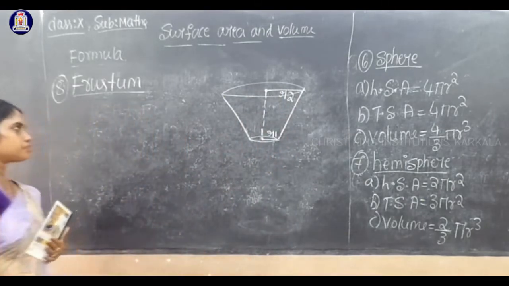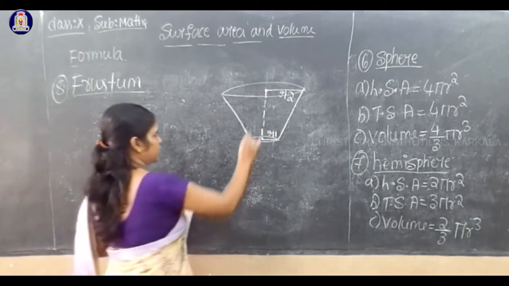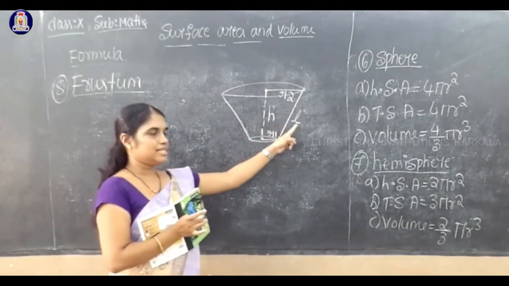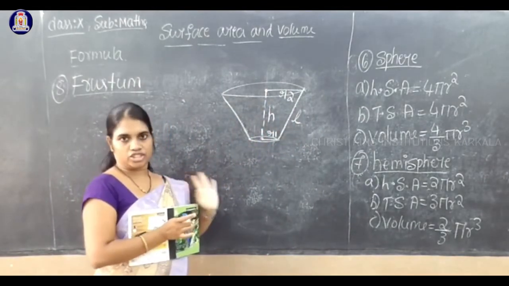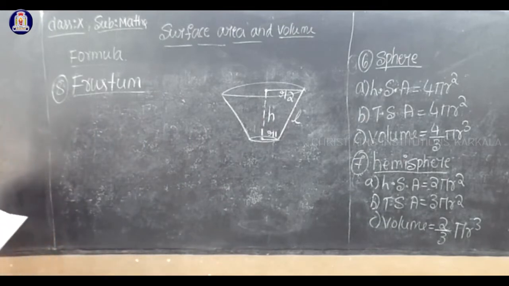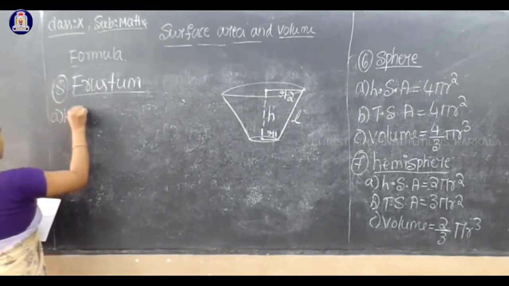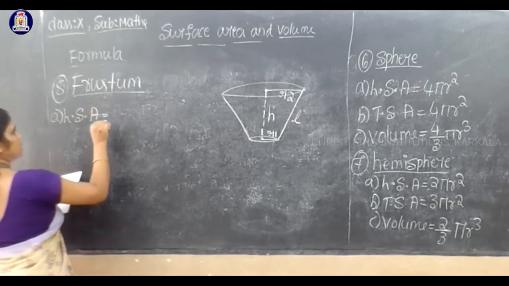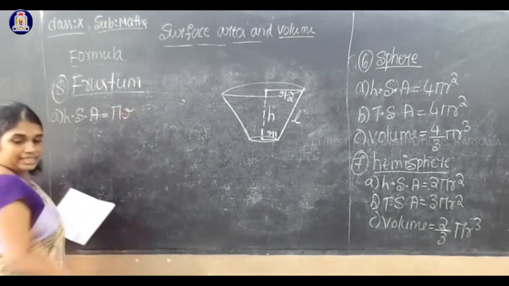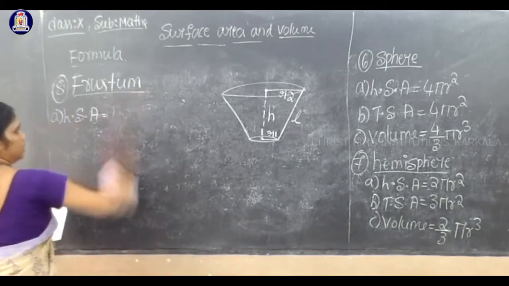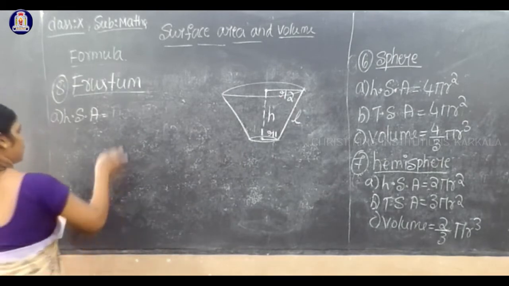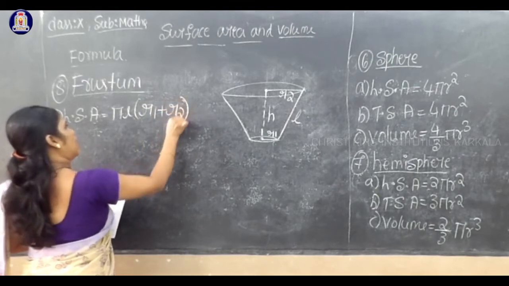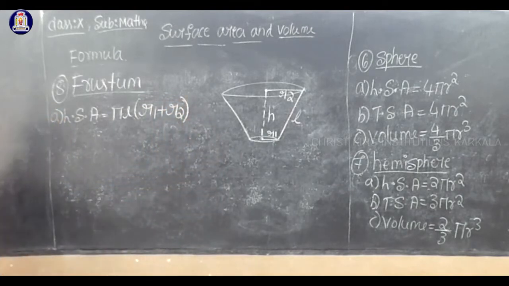So here we'll see some formulas. See, this is H as well as this is your L. L means slant height, this is your H, height. So we'll see the formula. First one, LSA. What is the LSA of the frustum? LSA is given by pi L into (R1 plus R2). Pi L into (R1 plus R2).